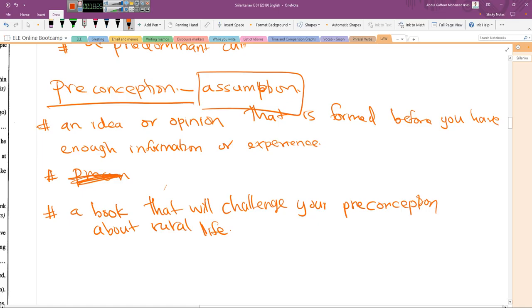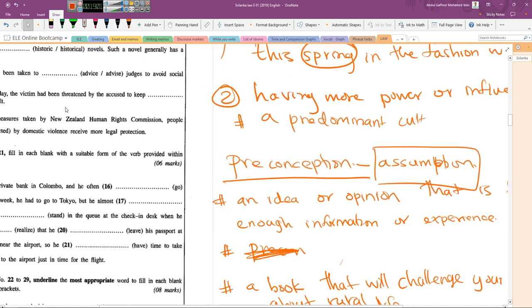Right, let's say you are living in a village and you know nothing about rural life and you have some assumption, okay, this is how the life in a city will be. But they have published a book in which they have written the life in a city in great detail. So you can just read the book and understand what is actually happening in a city. So this book will definitely change or challenge your assumption, or the ideas or the opinion you have towards rural life, right? Okay, now we will move to the next question.